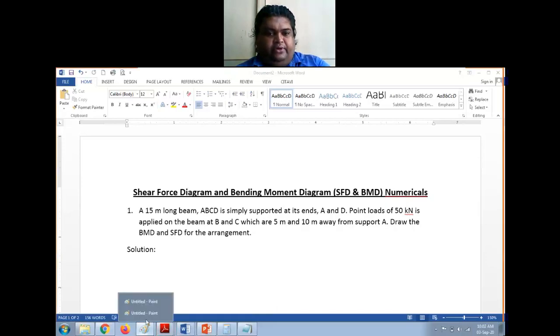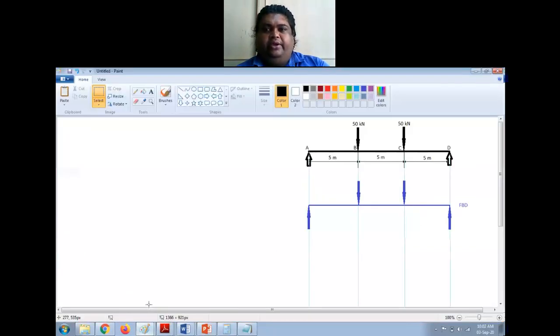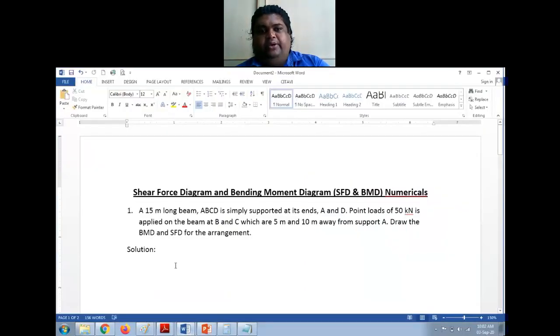I have drawn a sketch. In most of your numericals, they supply a drawing along with the numerical if it is quite complex. If it is something very simple like this, then they will give the numerical in words like this. So you have to draw the diagram based on this statement.